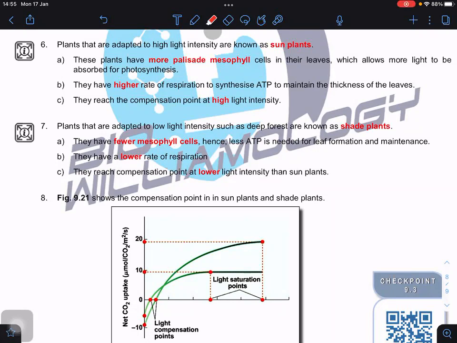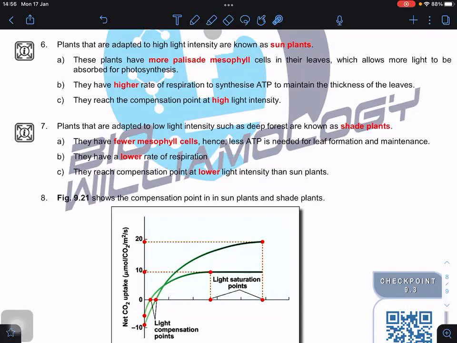Clear? So the plants that are adapted to low light intensity, such as in the deep forest, those plants are actually not tall, which means they're exposed to very low light intensity. Those plants are known as shade plants. So shade plants don't grow very big, they live very small. Are you clear? So it means that they do not need to have so many mesophyll cells.